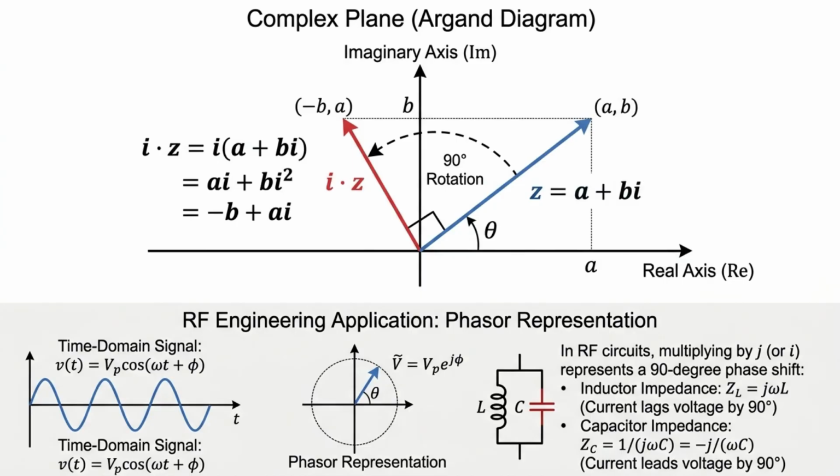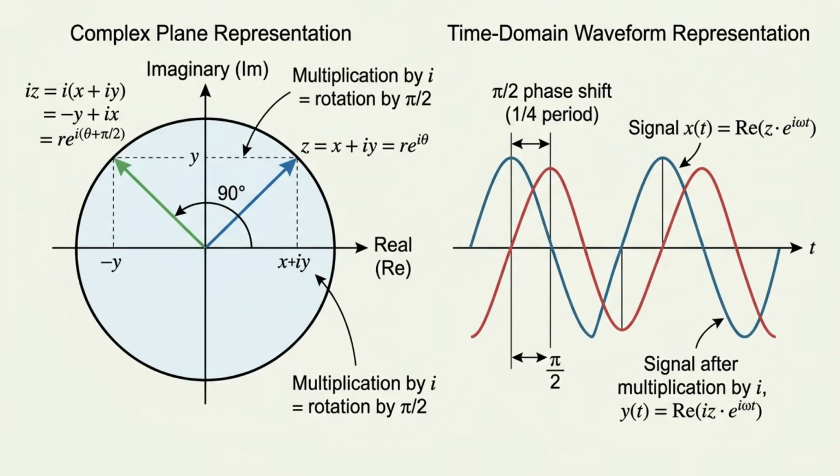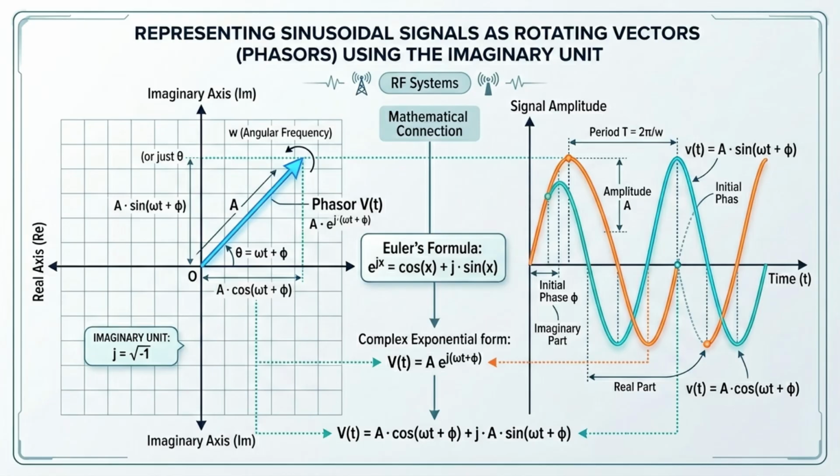This geometric interpretation is crucial in RF engineering because it directly connects algebraic operations to physical transformations of signals. Instead of treating the imaginary unit as a purely abstract symbol, it can be interpreted as a tool that represents phase shifts in oscillating systems. In RF systems, sinusoidal signals can be represented as rotating vectors in the complex plane. The imaginary unit allows this rotation to be expressed mathematically in a compact and consistent form.